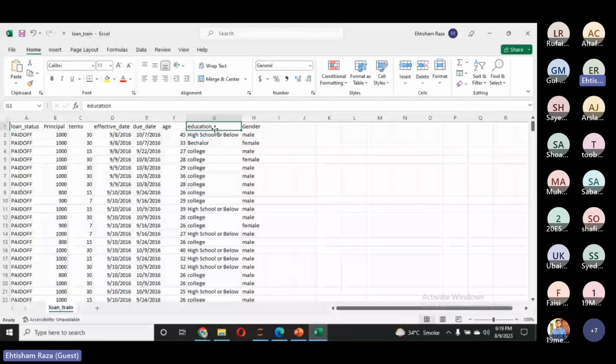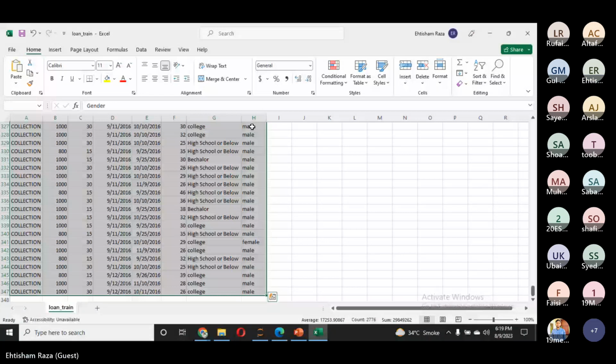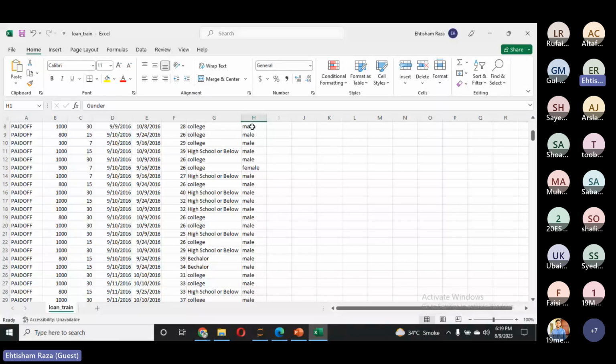So we have all these parameters, and we are going to predict, based on this person, whether this person is going to give back the loan or not. So we have paid off and we have collection. Collection means we still have to collect a loan from him.